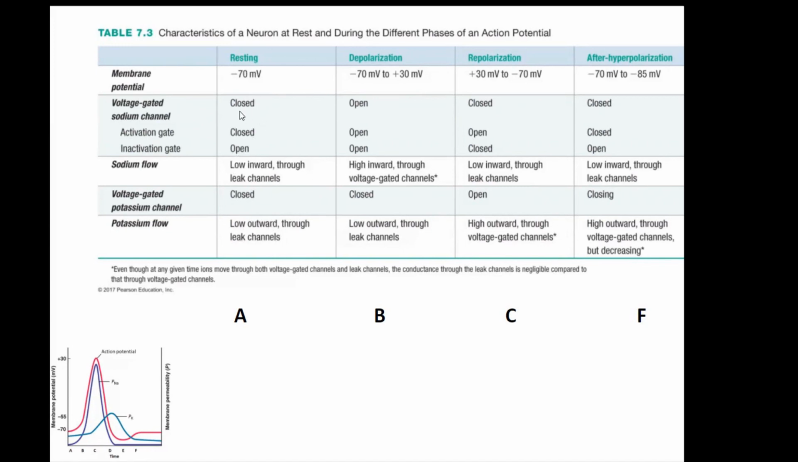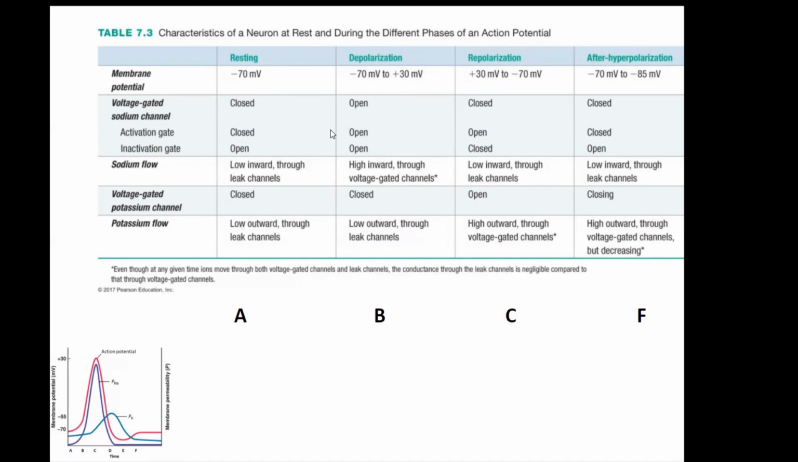The voltage-gated sodium channels are closed at rest, and that's because the activation gate is closed, even though the inactivation gate is open, which means that the only sodium flow we have is a little bit going through leak channels that are in the cell body. Our potassium channels are also closed at rest, but we have flow of potassium out through leak channels also. And that's why we're having this balance. That's why we stay at this membrane potential of -70.